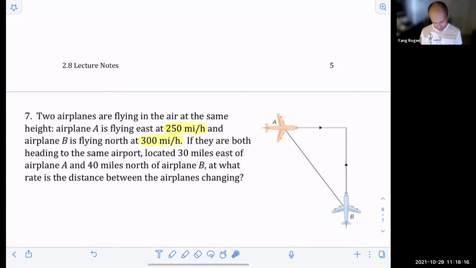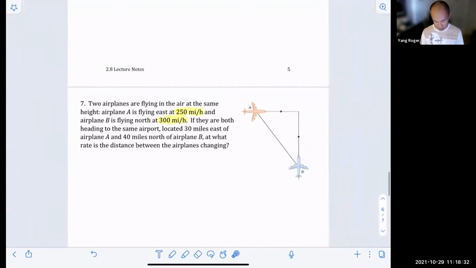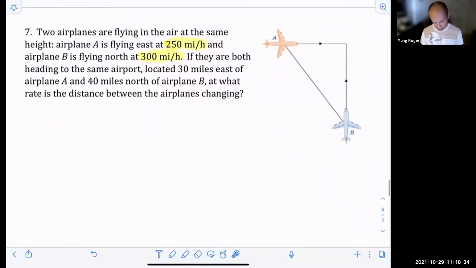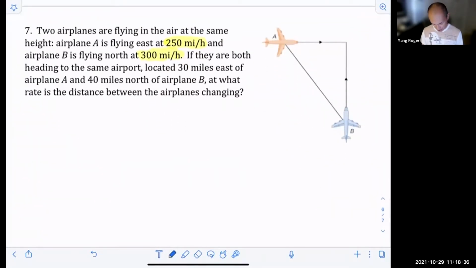If they are both headed towards the same airport, located 30 miles east of airplane A and 40 miles north of airplane B, at what rate is the distance between the airplanes changing? Okay. So if I were to draw a sequence of photos, I think my very first picture would look like this.